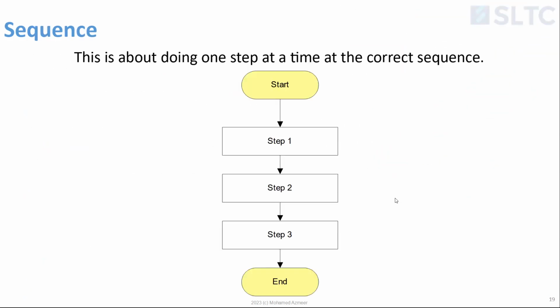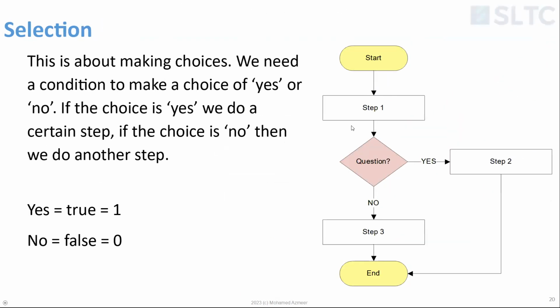Now, if you notice here, I use the same symbols, isn't it? From that previous chart about flowcharts. Second one is selection, meaning you ask a question. Depending on the answer, whether it is a yes or a no, you take a different route. So start, do step one, ask a question, right? And if the answer is yes, you do step two. If the answer is no, you do step three. And either way, you come back to the end.